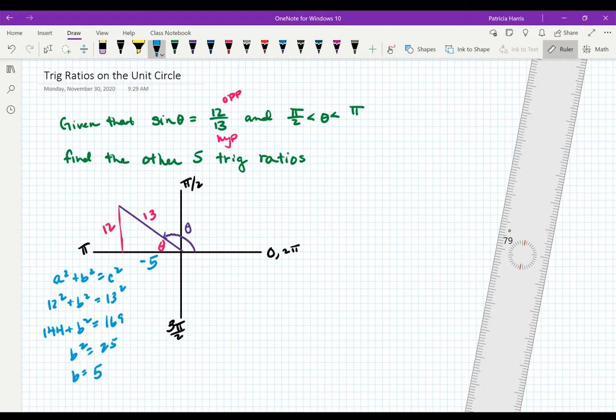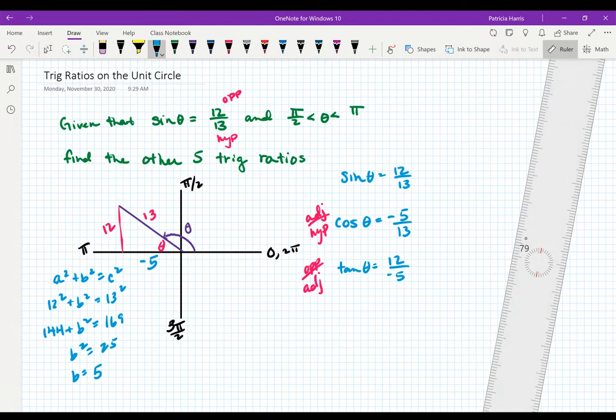Okay, so now I can find the other 5 trig ratios fairly quickly, at least the cosine and the tangent. So if I remember, sine of theta is 12 over 13. Cosine theta, which is adjacent over hypotenuse, would be -5 over 13. And then tangent of theta, which is opposite over adjacent, 12 over -5.